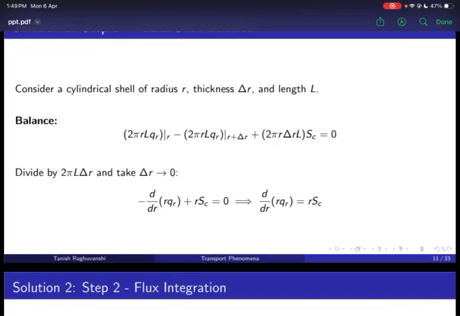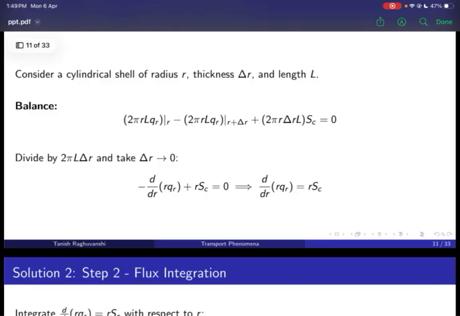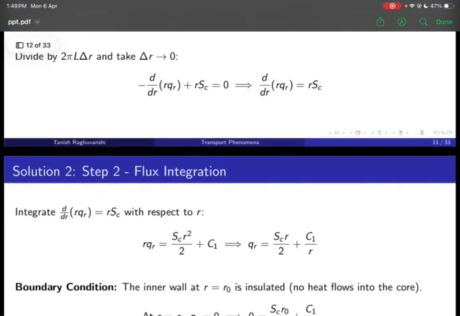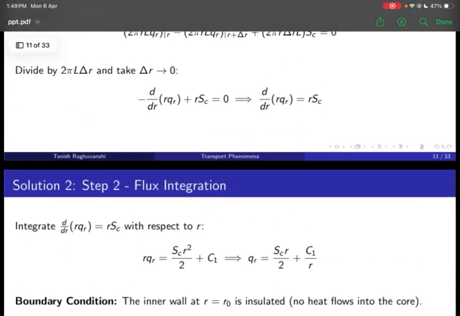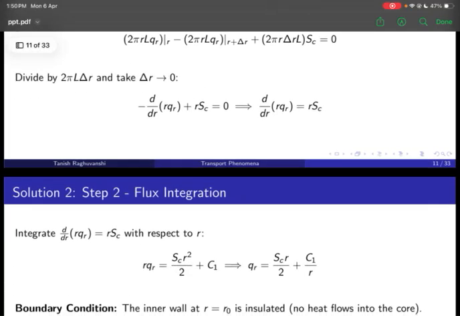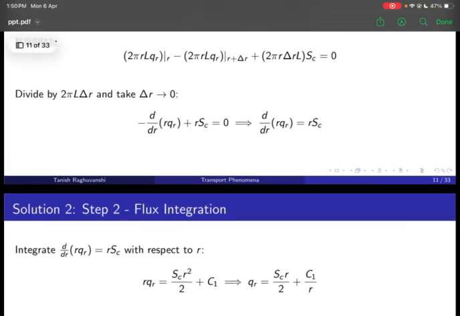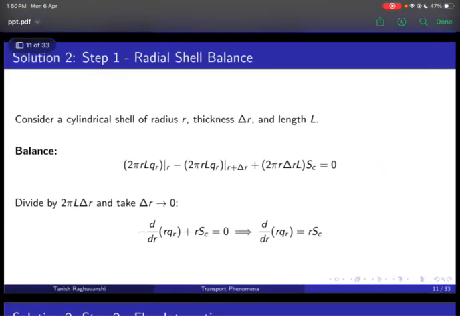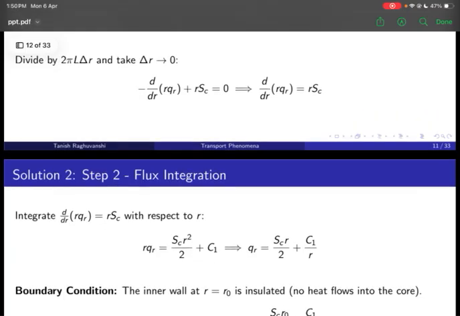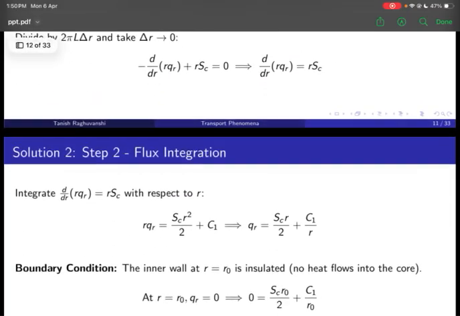This is similar to the earlier question. Now we divide this by 2 pi L del r and take del r tends to 0. So we get this. Again, this is almost exactly what we've done in the earlier question as well, except that this is a cylindrical shell of thickness del r, and that was a disk. Apart from that, everything is almost exactly the same.